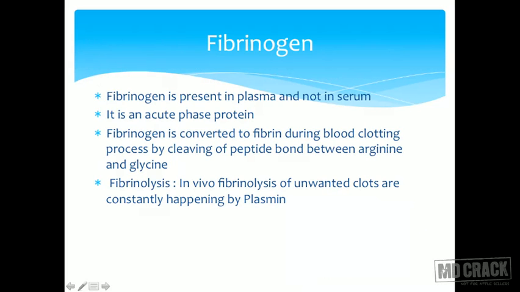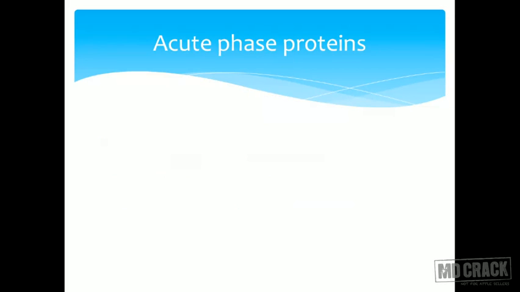Now another protein is fibrinogen. Fibrinogen, as I told you, is present in plasma and not in serum. It is an acute phase protein, and fibrinogen is converted to fibrin during blood clotting. In vivo fibrinolysis is constantly being done by the protein plasmin.